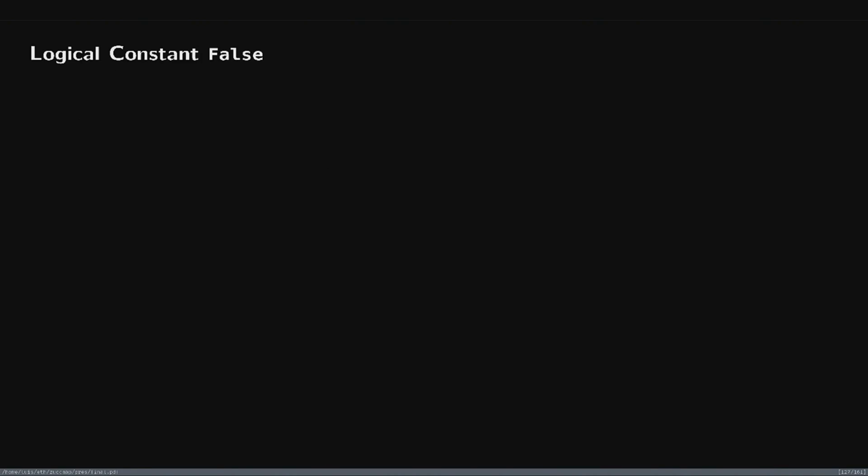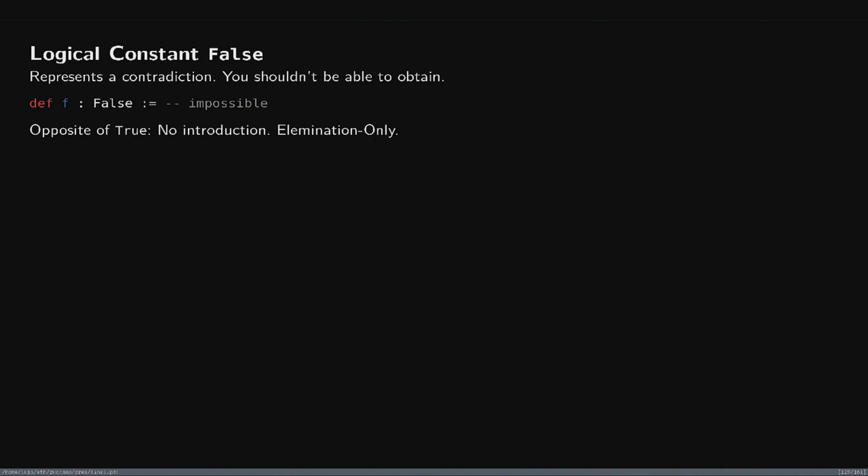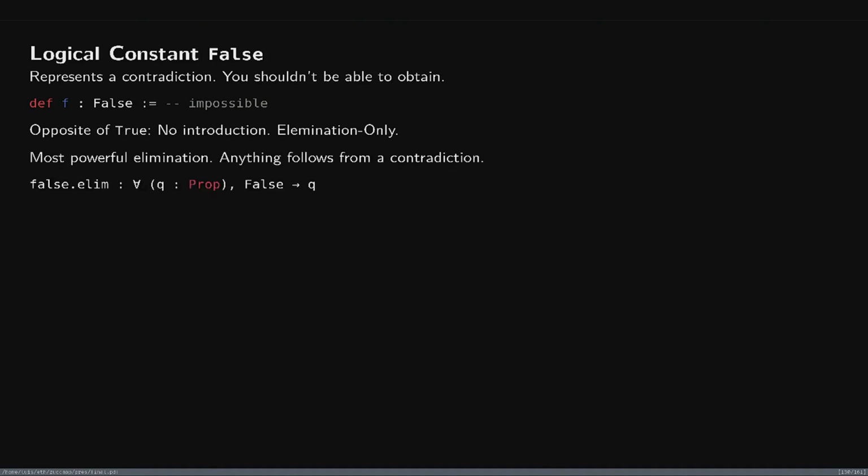How about false? Well, false is a bit more involved, because what false is really, it's a contradiction. You should never be able to obtain a proof of false, because it's false. And this really means it's the opposite of true in the way that there is no introduction rule. There shouldn't be one. But in fact, there is an elimination rule. There is the most powerful elimination rule, which says that anything follows from a contradiction. For all propositions Q, we have false implies Q. So if you have a term of type false, you can get a proof of any proposition Q.